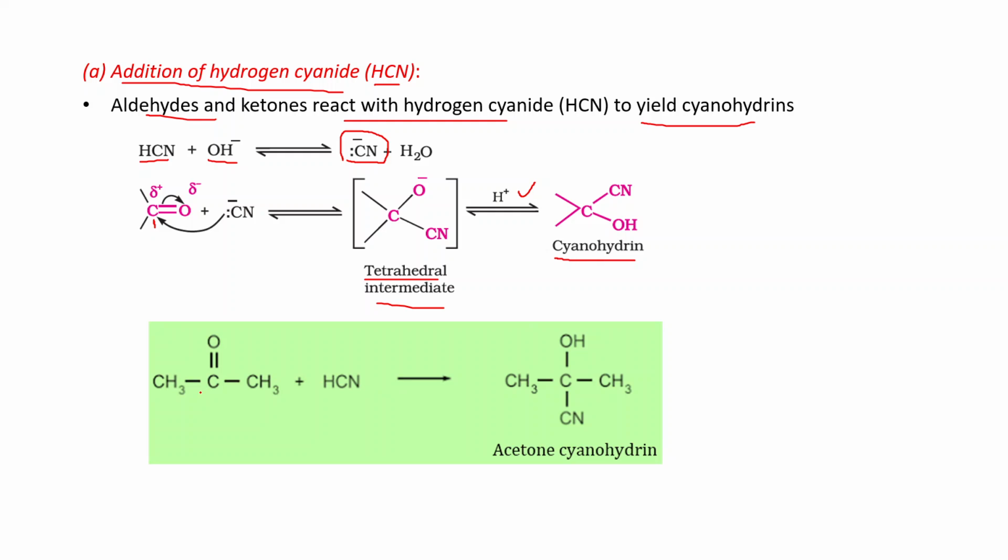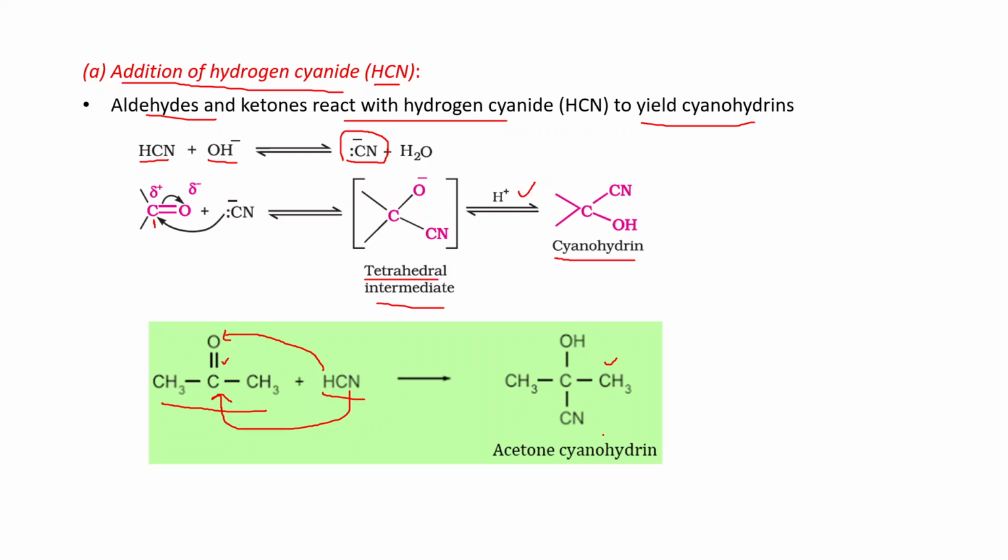We can represent this reaction like this: this is propanone. When this is treated with HCN, again see what overall change is taking place. This H will add to the oxygen, and this CN will add to the carbon, and the carbon-oxygen double bond will be broken. Okay, and we will get this result.